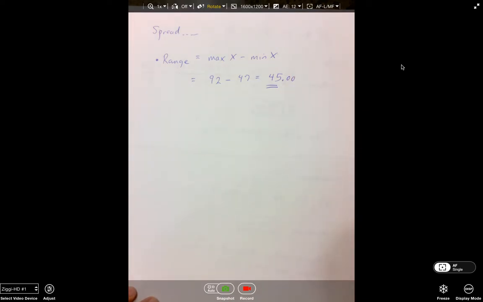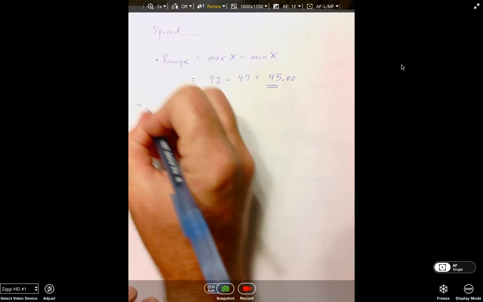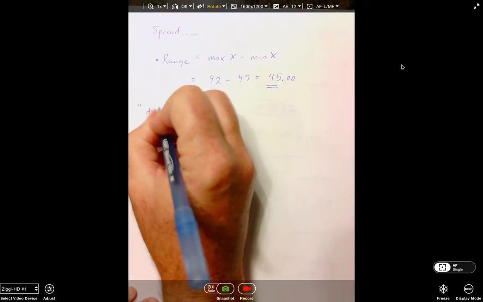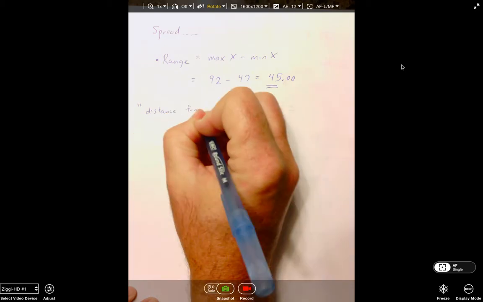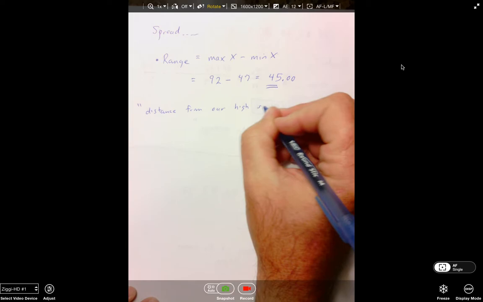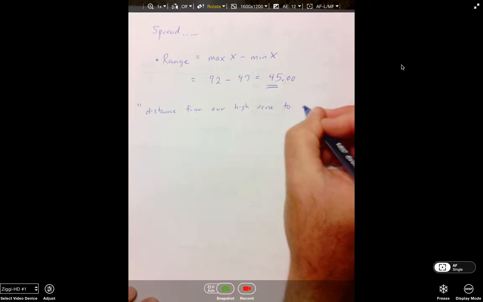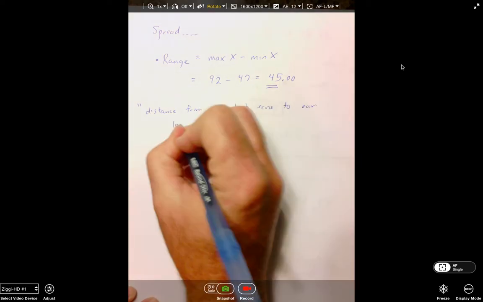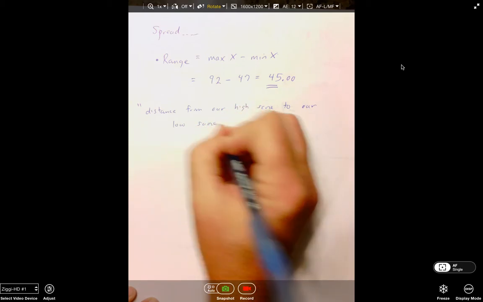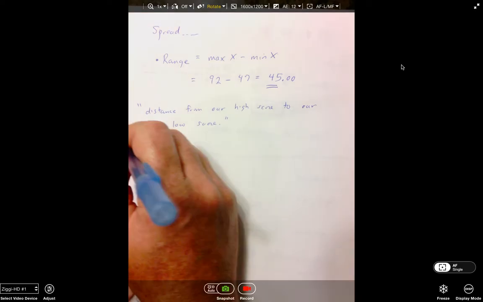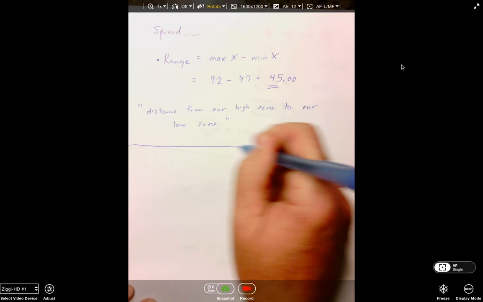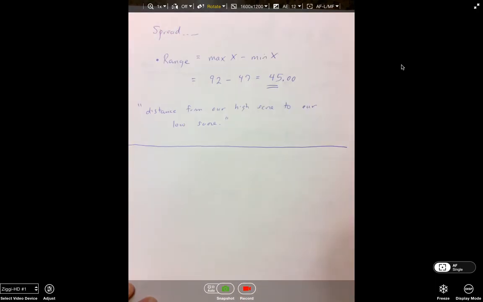And guys, this is nothing more than the distance from our high score to our low score. So the range is really easy to find, but in many ways the range doesn't tell us much. Now, let me tell you a problem with the range, guys.